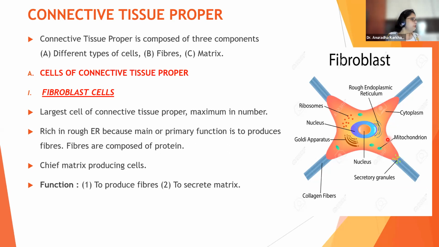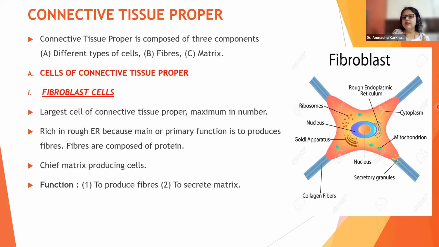Okay, chief matrix producing cell, so it's the one which is going to make up the matrix of this particular tissue also. Okay, so understand this beta, that this tissue is going to have cells, it is going to have fibers, and it is going to have matrix. So matrix को form करने के लिए भी whatever different types of cells that are required, this is going to be the predominant one which is involved in the formation of matrix as well.